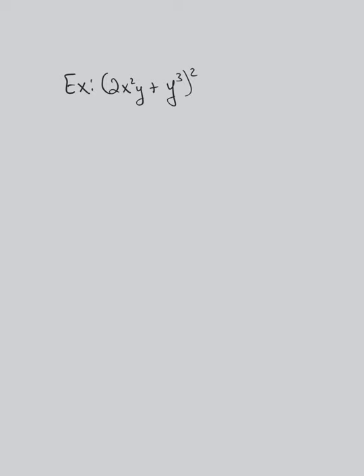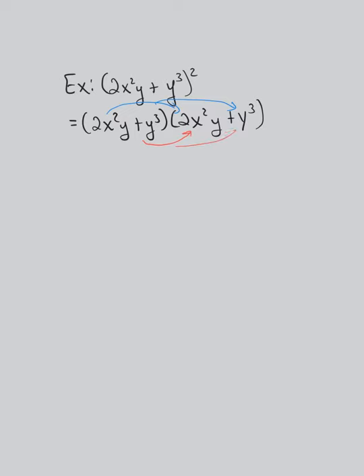All right, we'll do one more example, mostly just to remind you how to square a polynomial. So notice that I am squaring right here. Remember what it means to square something: you multiply it by itself. So we have 2x squared y plus y to the third times 2x squared y plus y to the third. Just like with the last example, first we're going to distribute this one, and then we're going to distribute this one.